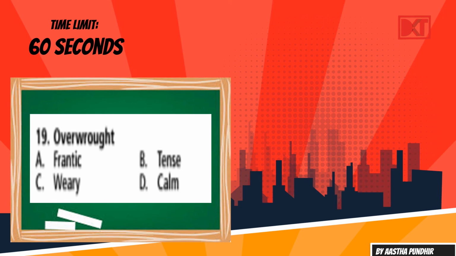Alright, now the next word we have is overwrought. Here the options are A. Frantic, B. Tense, C. Wary, or D. Calm. Now the antonym of overwrought is D. Calm. Calm means something that's peaceful, serene, whereas overwrought, frantic, tense, wary, are full of tension and anxiety. Right.